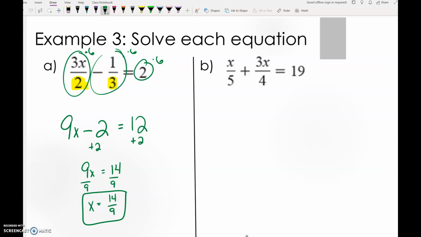Example B. We want to kill the fractions. What do you think we need to multiply by to kill the fraction? 20. 5 and 4 is 20. So this first one, if we multiply by 20, we're really doing 20 divided by 5, which is 4.